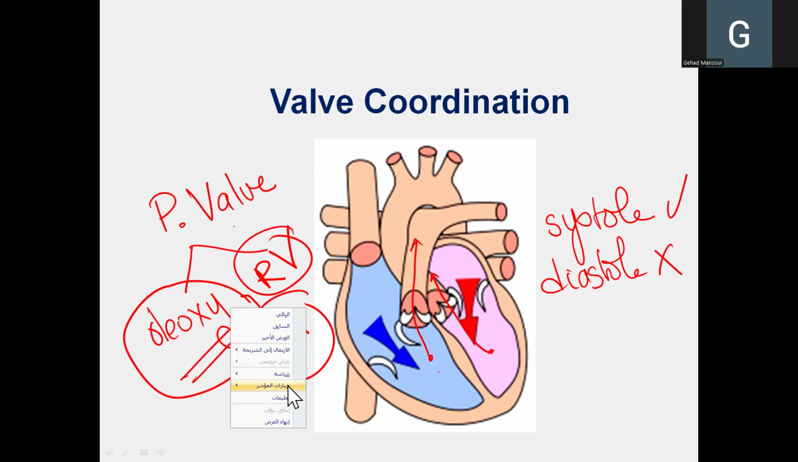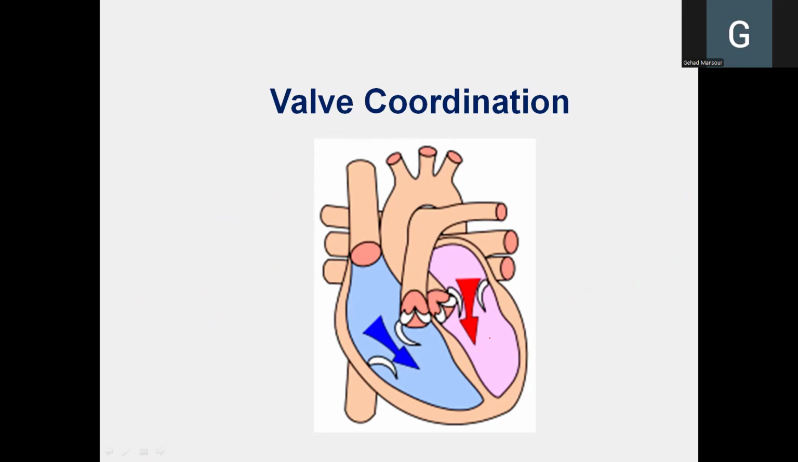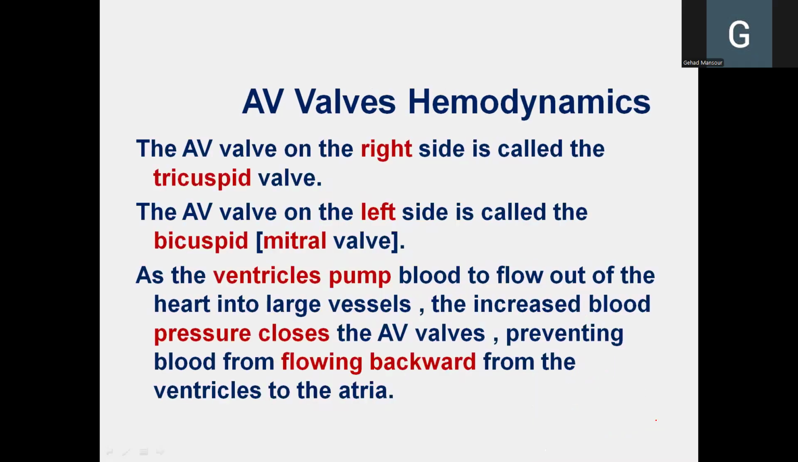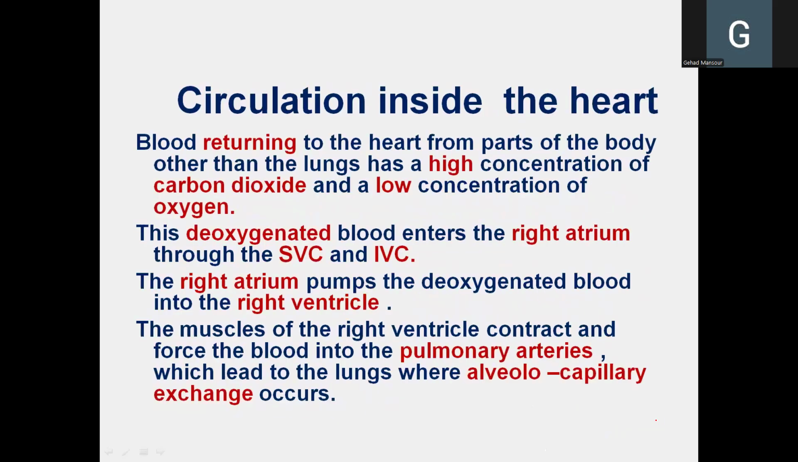Similarly, if I ask you about the aortic valve, you would say it allows passage of oxygenated blood from the left ventricle to the aorta during systole and prevents backflow during diastole. So it's like 5 points that you have to mention specifically about each valve. Of course, the hemodynamics of the valves are very important.